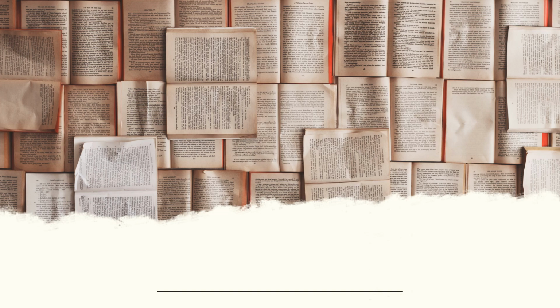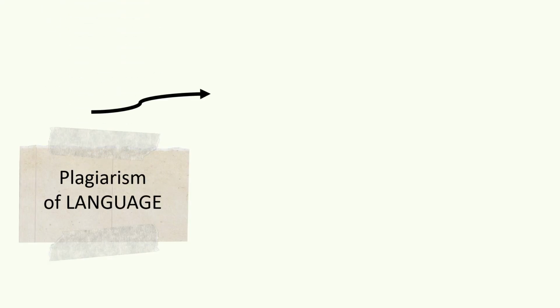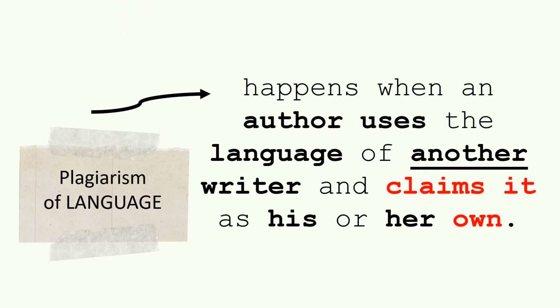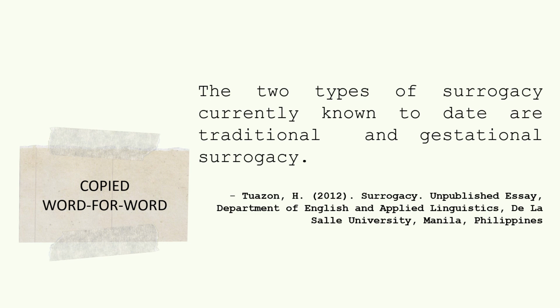That's for plagiarism of ideas, alright? Now, plagiarism of language directly happens when an author uses the language of another writer and claims it as his or her own. Again, it's word per word, alright? So, copied word per word. Like this one, this is our source.